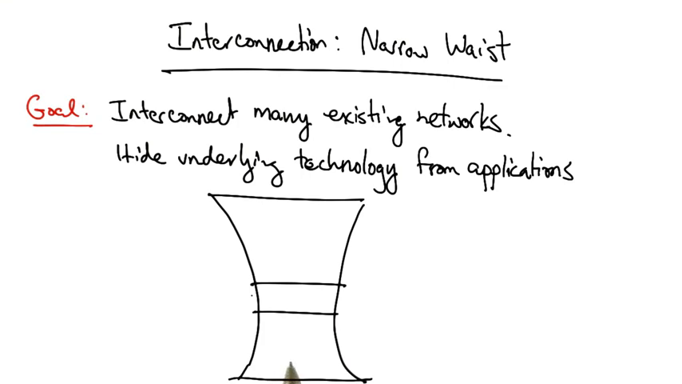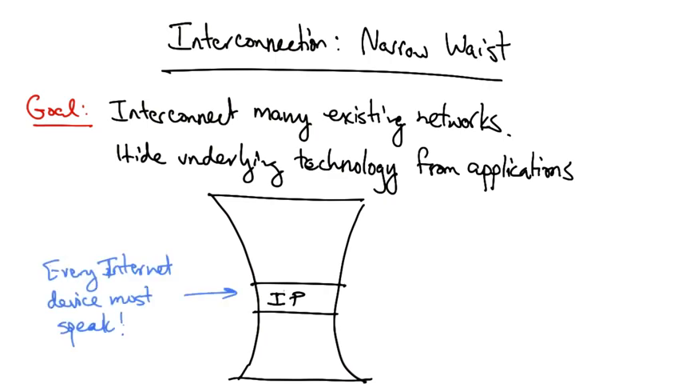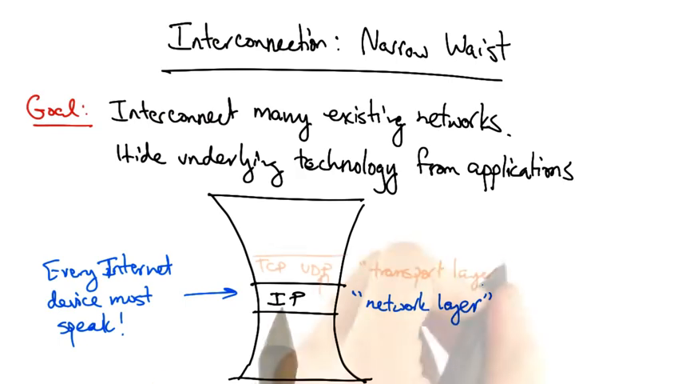The Internet architecture has many protocols that are layered on top of one another. At the center is an interconnection protocol called IP, or the Internet Protocol. Now, every Internet device must speak IP, or have an IP stack. Given that a device implements the IP stack, it can connect to the Internet. This layer of the network is sometimes called the network layer. Now, this layer provides guarantees to the layers above.